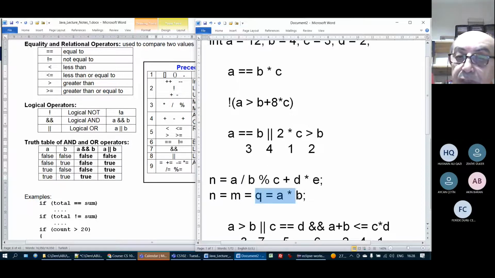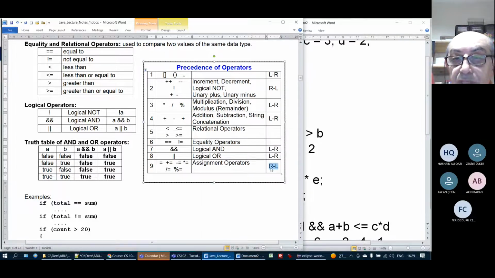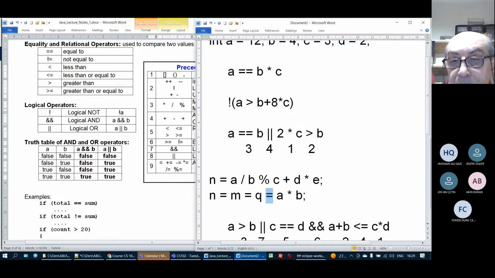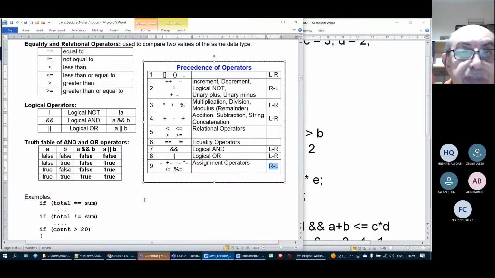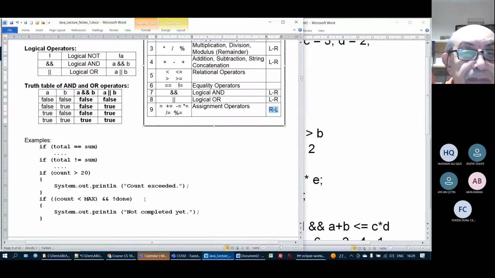So q will be assigned this value. And the same value is assigned to m. And then the same value is assigned to n. That's why here we have right to left. RL means right to left. It goes from right to left, okay, in the reverse direction. This value is assigned to q first, and the same value is assigned to m, then assigned to n, etc. So this is the precedence of operators table.